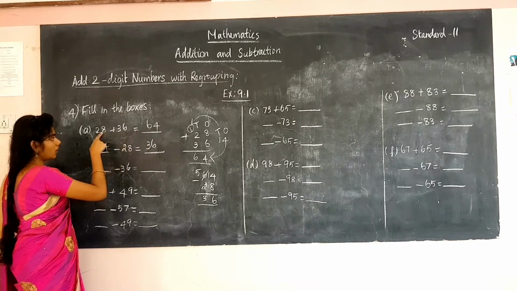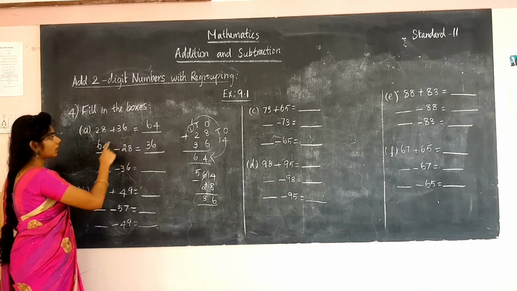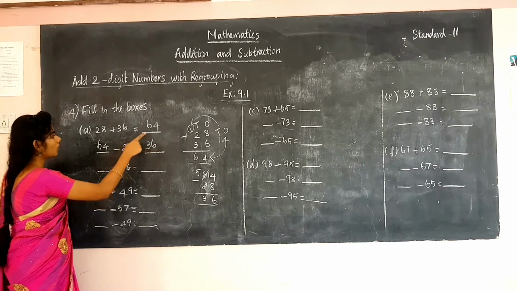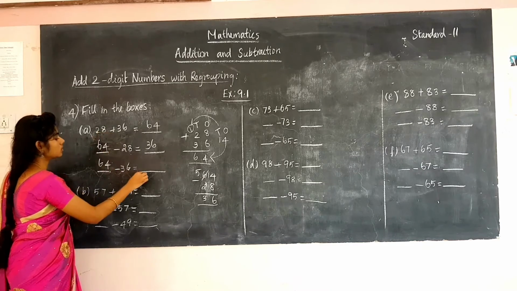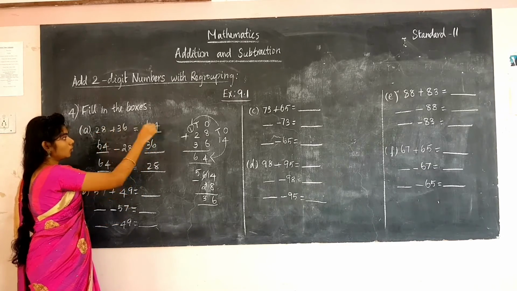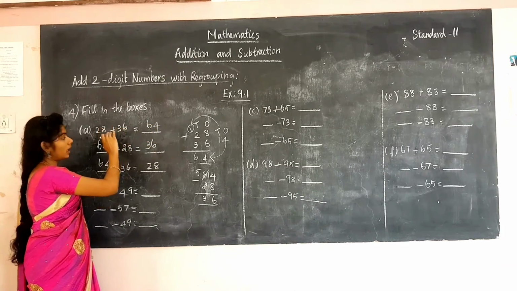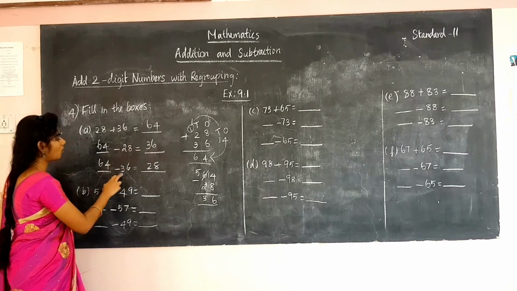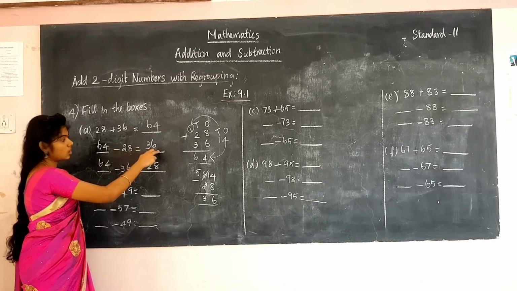When you subtract either of these numbers, 28 or 36, from this number, you will get the remaining number. If you subtract 36 from this number, you will get the remaining answer, which is 28. Whatever you subtract, the remaining number will be the answer. So here 64 minus 36 is 28, and 64 minus 28 is 36.